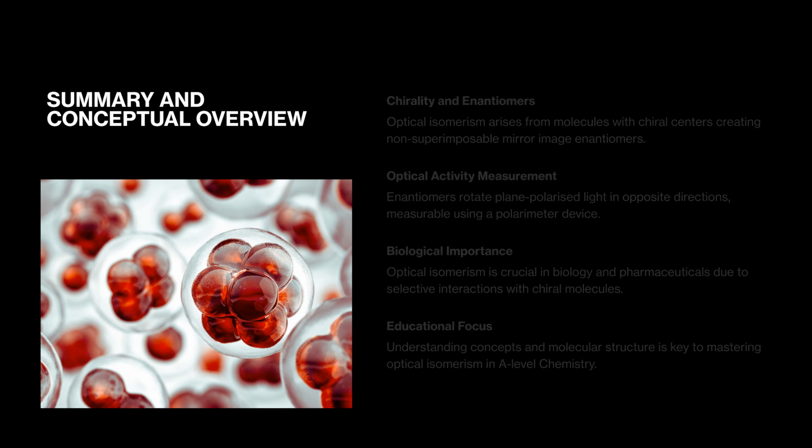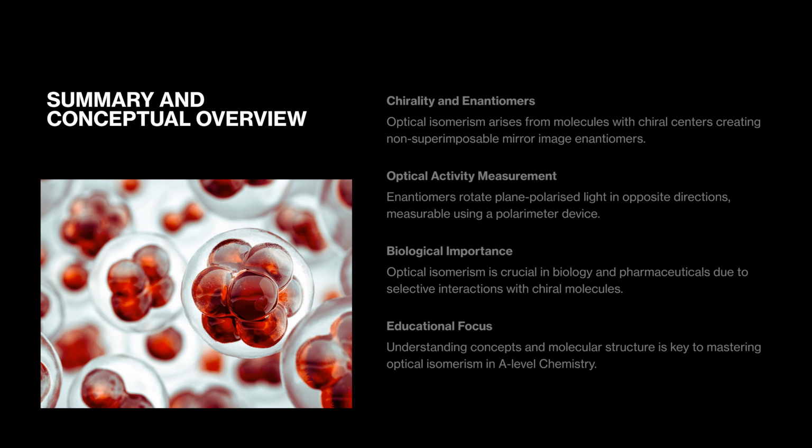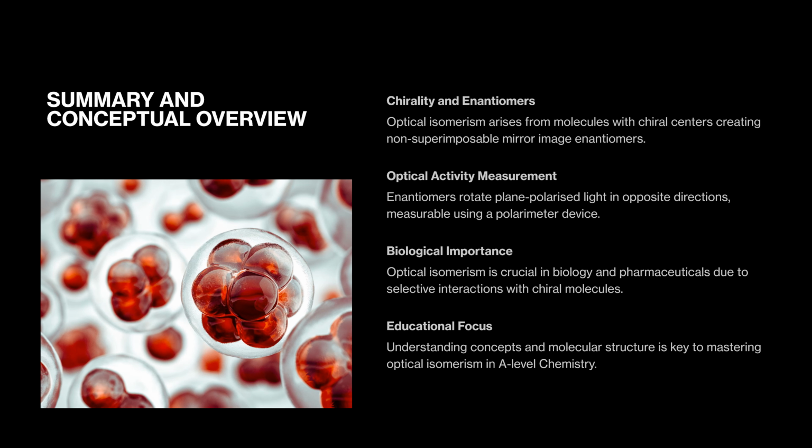Optical isomerism brings together ideas from structural chemistry, three-dimensional molecular shape, and experimental observation. It arises when a molecule contains a chiral center, usually a carbon bonded to 4 different groups. To conclude, optical isomerism is caused by the presence of a chiral carbon atom bonded to 4 different groups. These molecules exist as mirror image pairs called enantiomers, which rotate plane polarized light in opposite directions. Understanding how to identify chiral centers is the key to success in A-level chemistry exam questions.